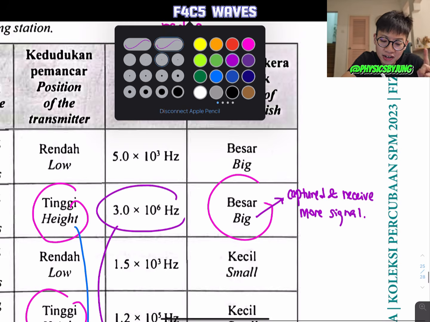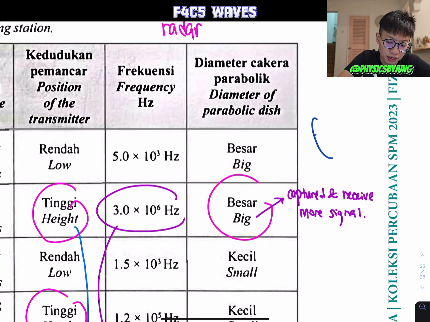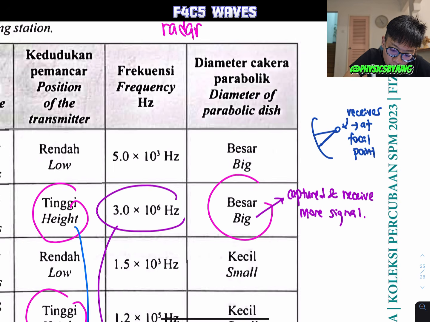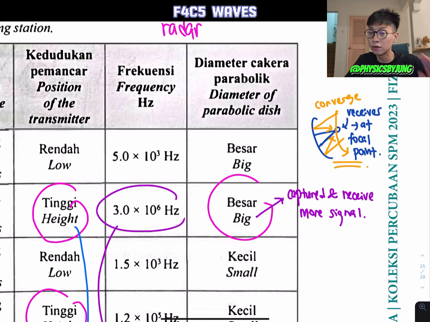Now, you must be very sensitive to one question that they like to ask. Sometimes they ask, where should this receiver be located? Remember, it has to be located at the focal point. Why? Because all the signal that is reflected will converge to the focal point. So this one is also a hot question. Make sure you know what you are doing. It will converge to the focal point.